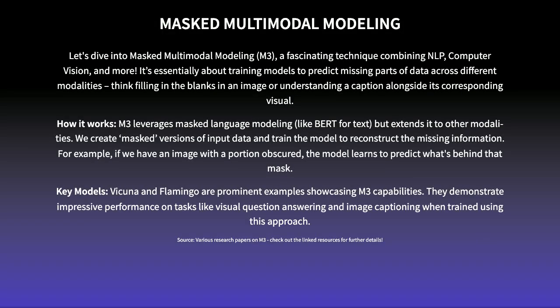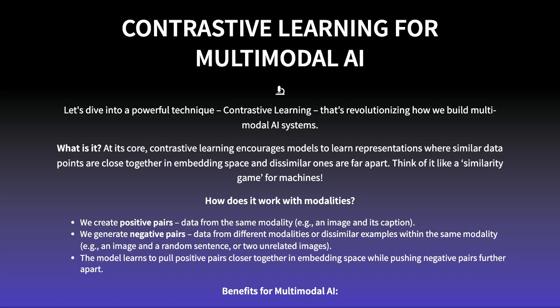Okay, so we're talking about masked multimodal modeling. It's a really clever way to get AI systems to understand how different types of data relate to each other. Basically, we take parts of the input away and train the model to figure out what was missing. It's like a fill-in-the-blanks puzzle, but with images, text, or even audio. Models like Vicuna and Flamingo are great examples of this in action, allowing them to do things like answer questions about pictures or generate captions that perfectly match an image. Pretty cool, right?